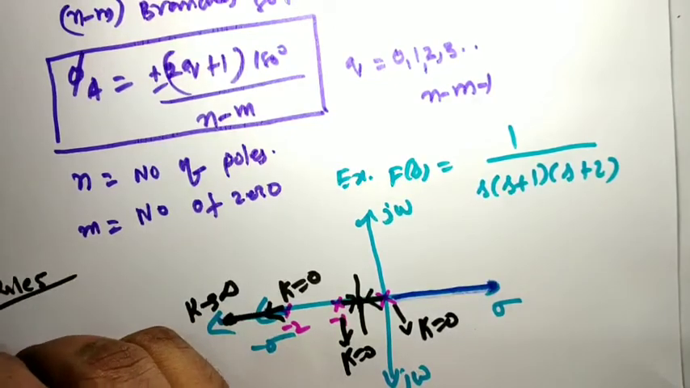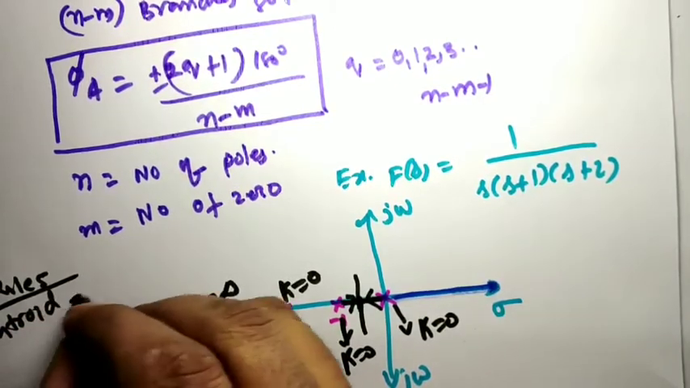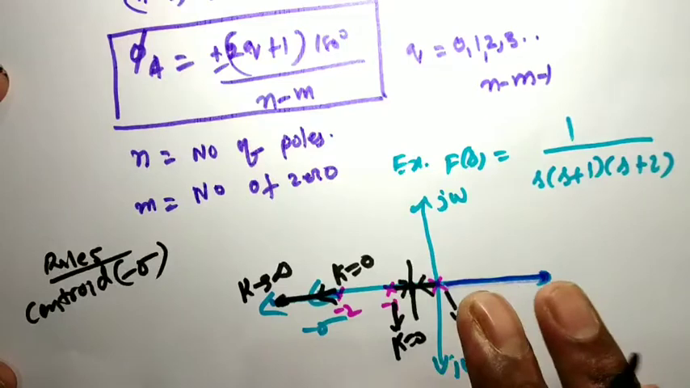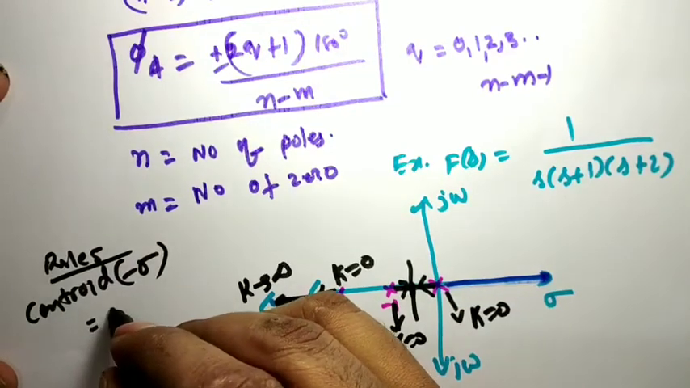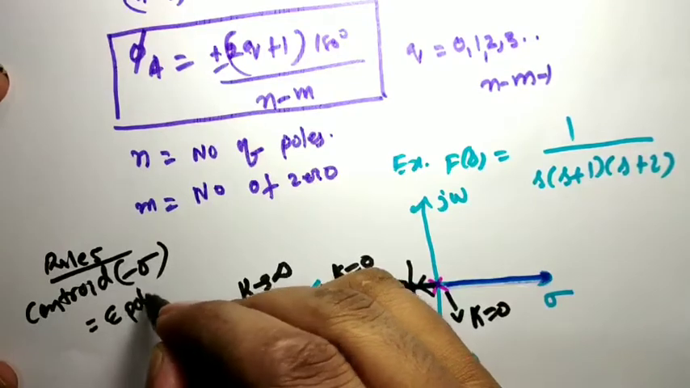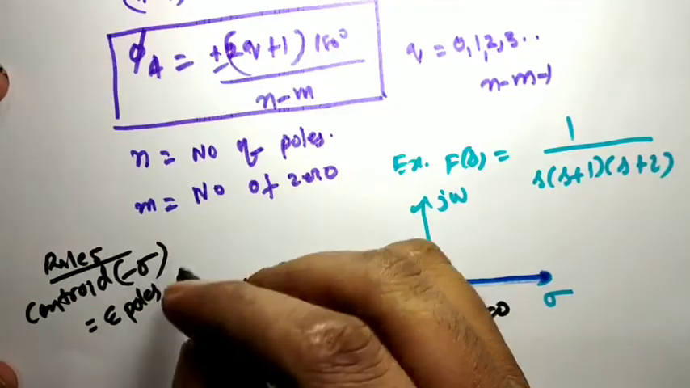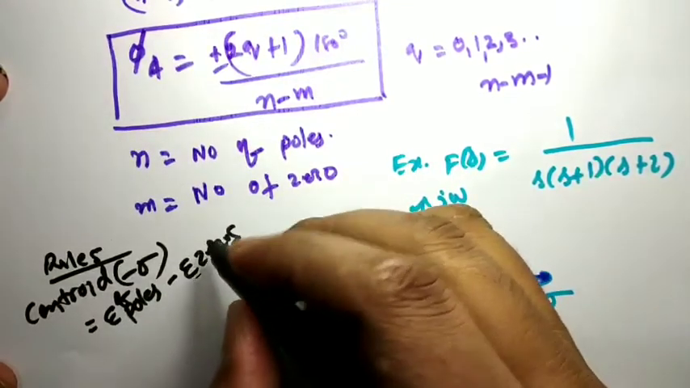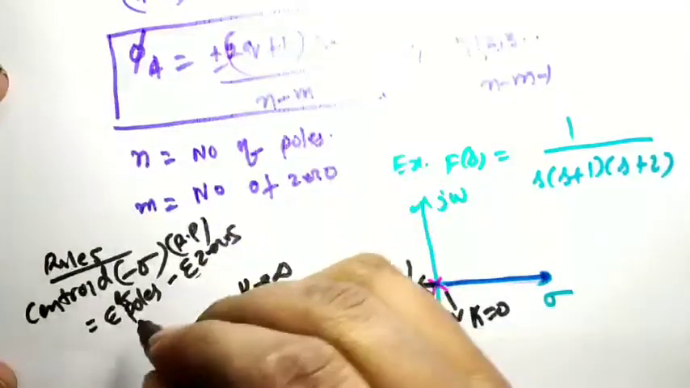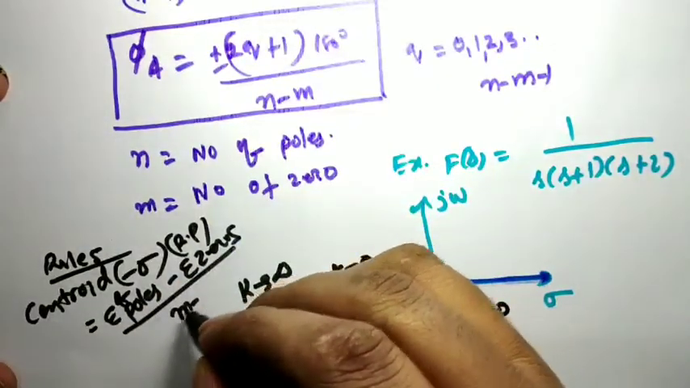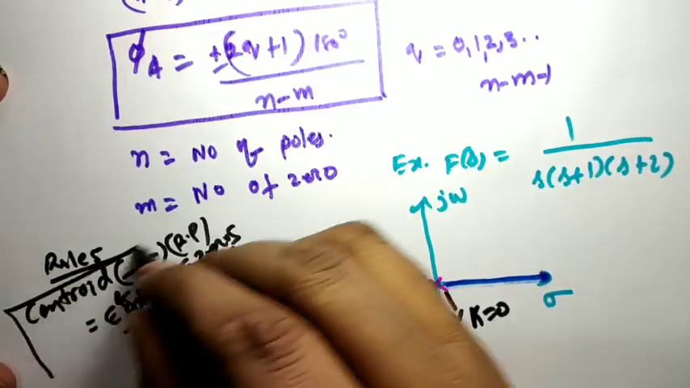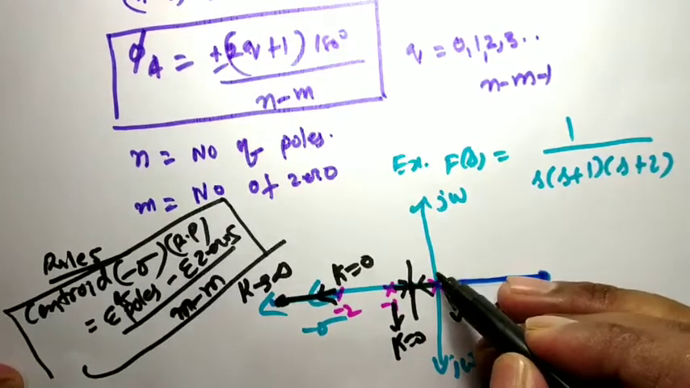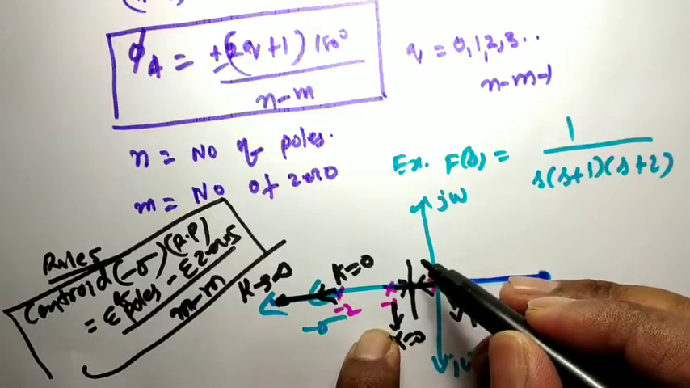Rule 5: you are going to find the centroid. It is represented as minus sigma. So centroid is equal to what? Sum of poles, meaning only the real part, and also sum of zeros. You have to remember, only the real part, and here also the real part, divided by n minus m. So this is the equation for the centroid. From the centroid only we can draw these asymptotes.